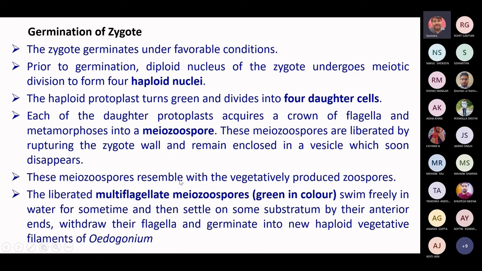तो ये उनका पूरा जर्मिनेशन है कि एक बार जाइगोट बन गया तो that first it will have to undergo a meiotic division to produce 4 daughter cells, and then all those daughter cells can come out multiflagellated. I told you in the beginning, whether it is zoospore, androspore, antherozoids, or meiozoospore. Why do we know it's meiozoospore? Because it's a result of sexual reproduction. It is taking place because of meiotic division, and it appears like a zoospore. That's why it is known as meiozoospore, multiflagellated meiozoospore.